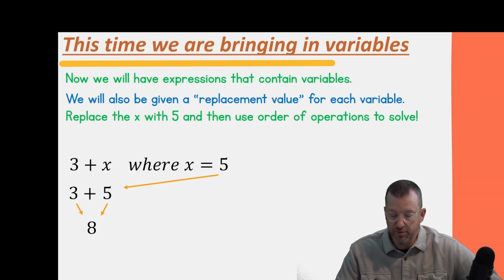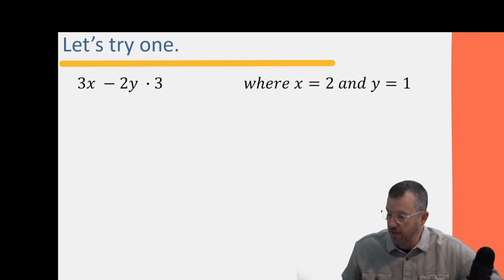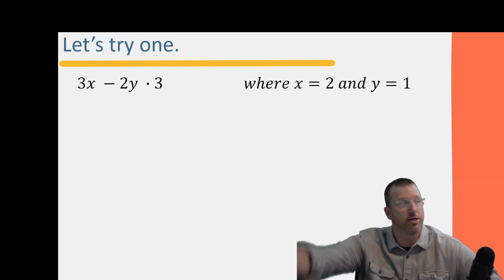So right now what we're going to do is focus on one that's a little bit more challenging. Okay, so now we're given a little bit more complicated situation because we're going to have to substitute in for multiple variables, and then we're going to use order of operations to solve.